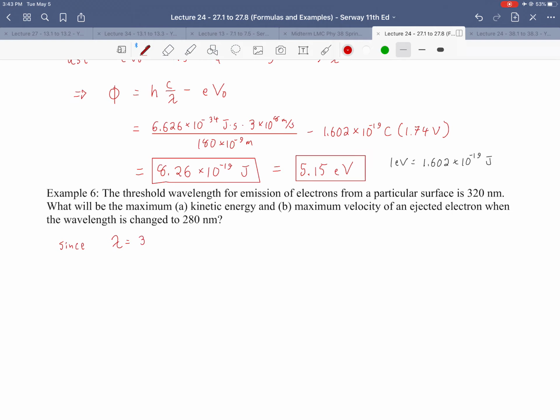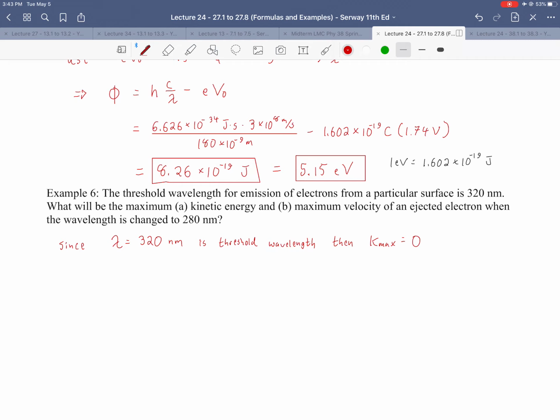So, take a note here. Since lambda equals 320 nanometers is the threshold wavelength, the kinetic energy would be 0. And not just any kinetic energy, the maximum kinetic energy. Then K max equals 0.